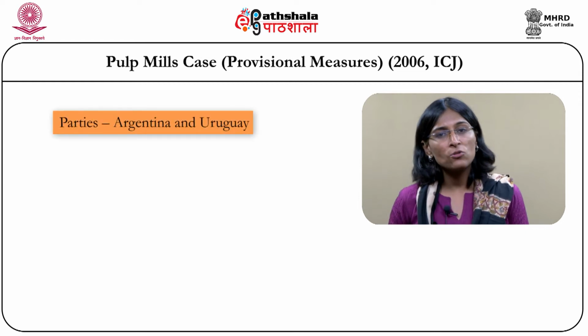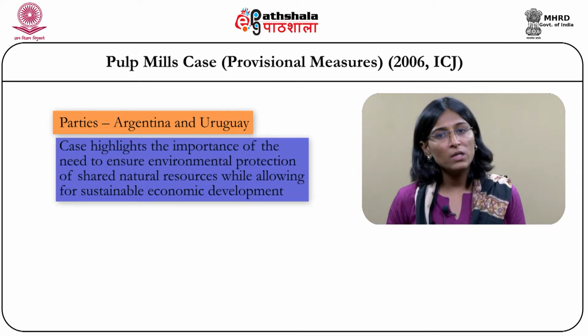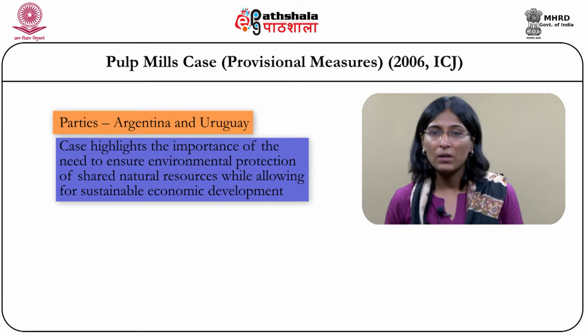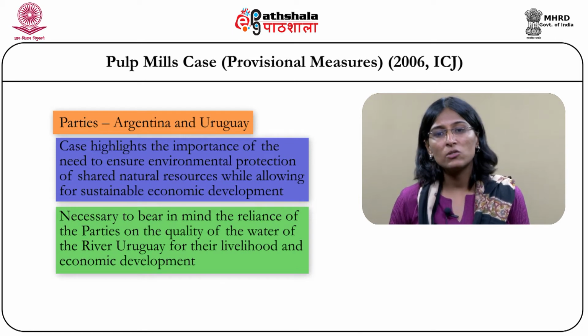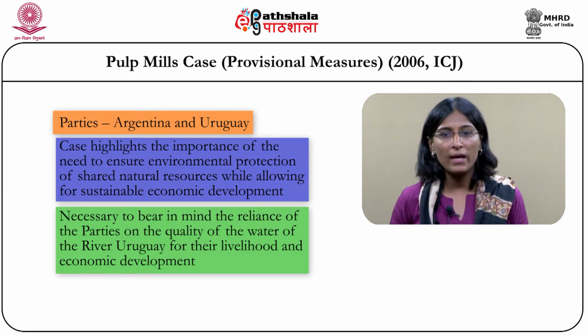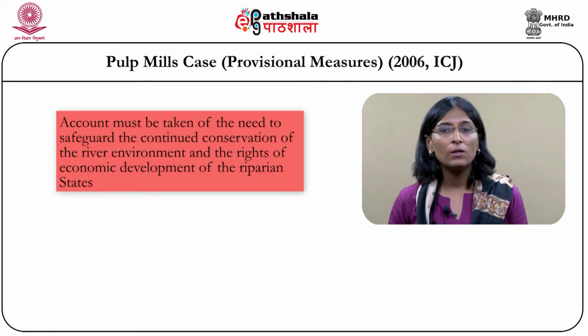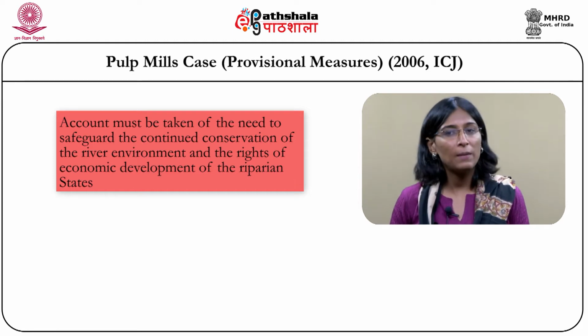The parties to this case were Argentina and Uruguay, and this case, according to the ICJ, highlights the importance of the need to ensure environmental protection of shared natural resources while allowing for sustainable economic development. According to the court, it is necessary to bear in mind the reliance of the parties on the quality of the water of the river Uruguay for their livelihood and economic development, and account must be taken of the need to safeguard the continued conservation of the river environment and the rights of economic development of the riparian states.